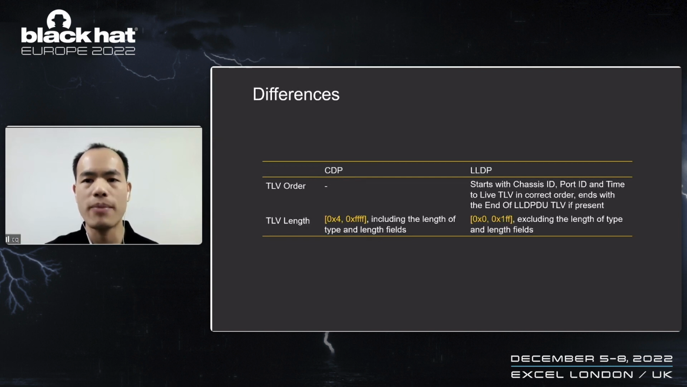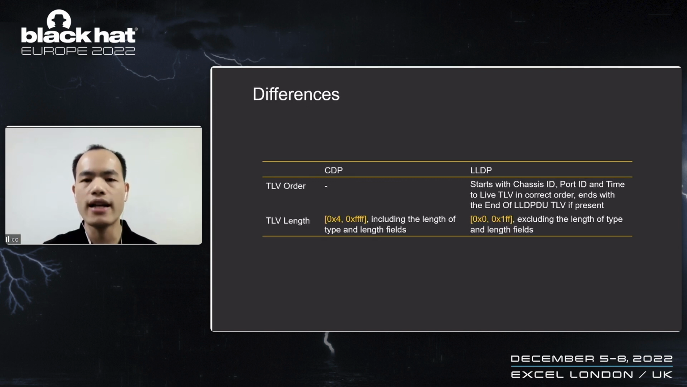From a security perspective, two main differences between them are TLV order and TLV length. As for TLV order, there are no explicit requirements in the CDP protocol, while in the LLDP protocol, it must start with chassis ID, port ID, and time to live TLV in the correct order.